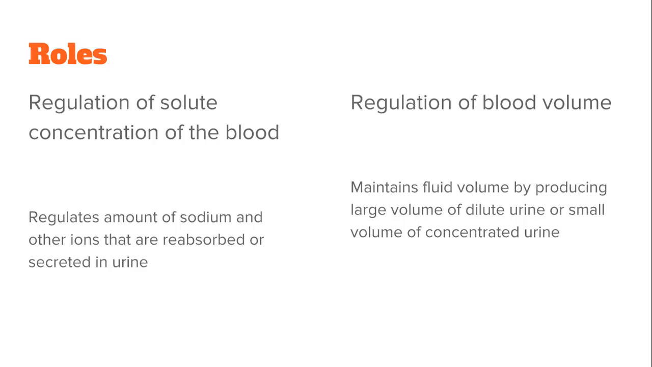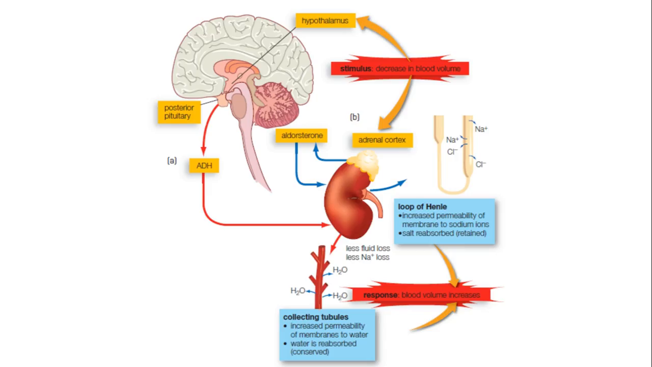So we need to, as part of the dot point, address the roles that both of these hormones play. The first is aldosterone, and that regulates the solute concentration of the blood. So that helps to regulate the amount of sodium in particular, but also some other ions that are reabsorbed or secreted in our urine. And the other role is to regulate our blood volume. So that will determine whether our body produces dilute urine or concentrated urine, and it also determines the volumes of those which we're going to produce.